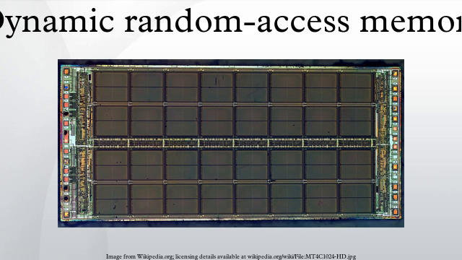Dynamic random access memory is a type of random access memory that stores each bit of data in a separate capacitor within an integrated circuit. The capacitor can be either charged or discharged. These two states are taken to represent the two values of a bit, conventionally called 0 and 1.